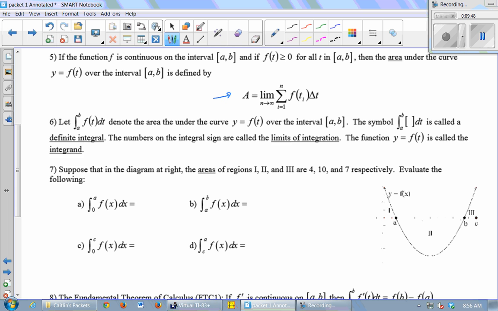And then we said, well, this notation is really cumbersome. I don't want to write this down all the time. So we said we're going to let this limit mean the same thing as this, that elongated S, which stands for a sum, an infinite sum from a to b. f of t represents this f of t sub i, and dt represents that delta t.